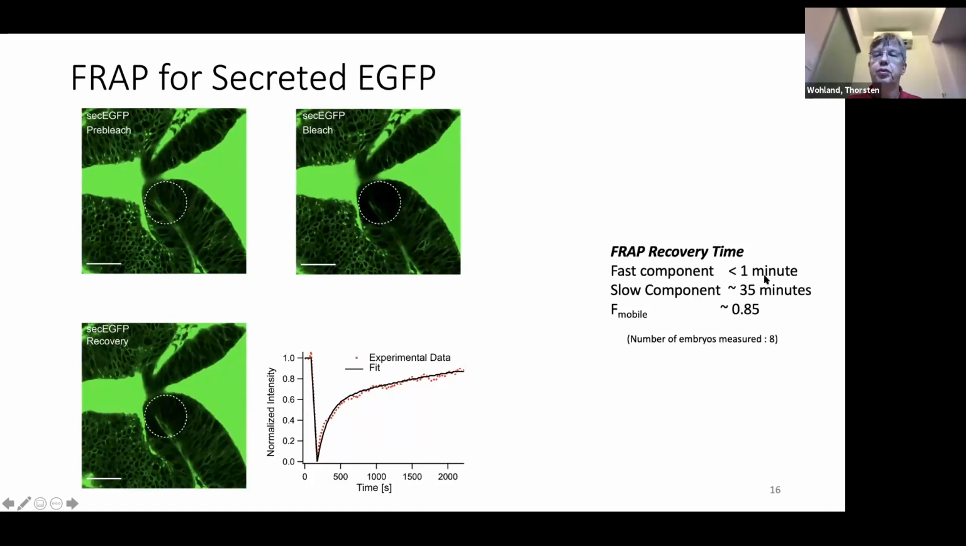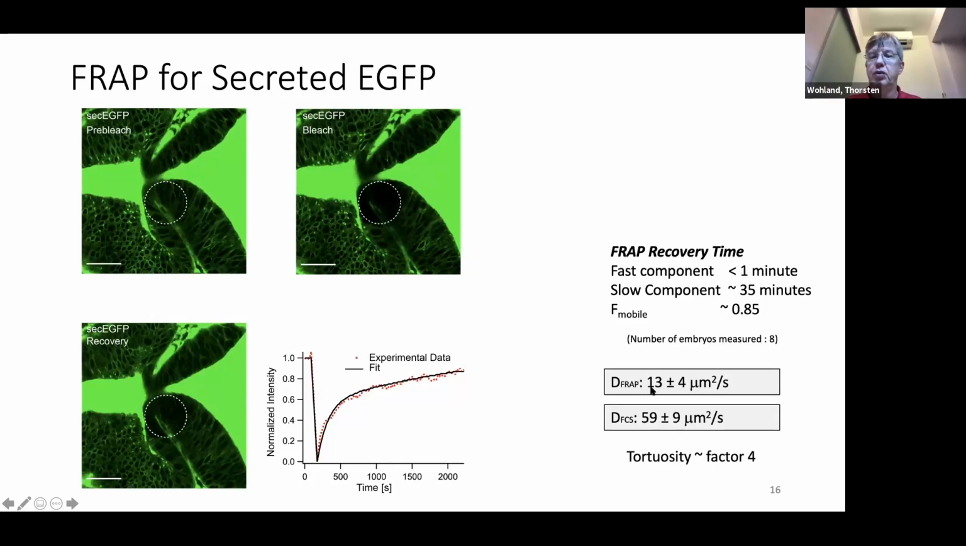The fast component has a recovery time of 1 minute, high mobile fraction. And what we get now with FRAP is 30 micrometers squared per second, while with FCS, for EGFP, we had about 60 micrometers squared per second. So we get a factor of 4 difference between FRAP and FCS. The major difference between the two is that FRAP measures over a larger area, while FCS measures basically just at one single space between the cells in the extracellular space.